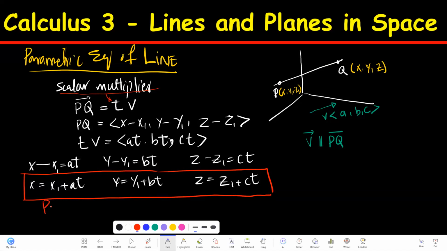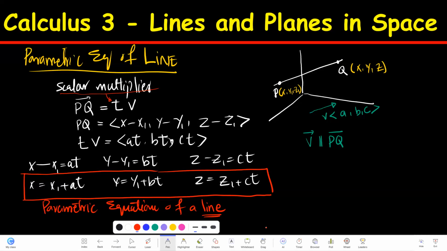That's what you call parametric equation of a line. Line is the key here. It's not a surface, it's a line. It means straight, no degrees.